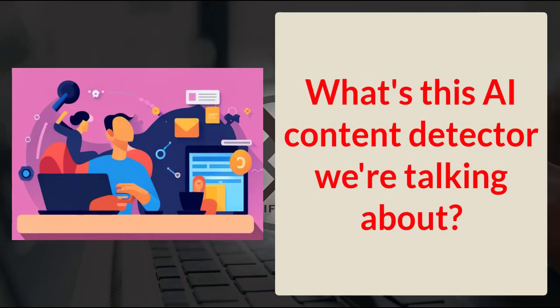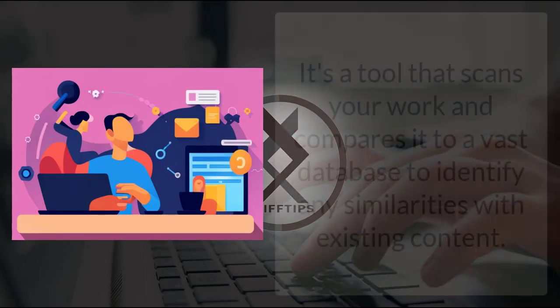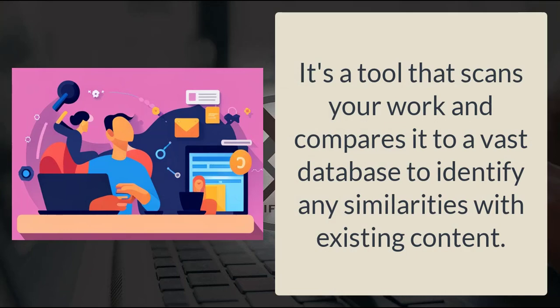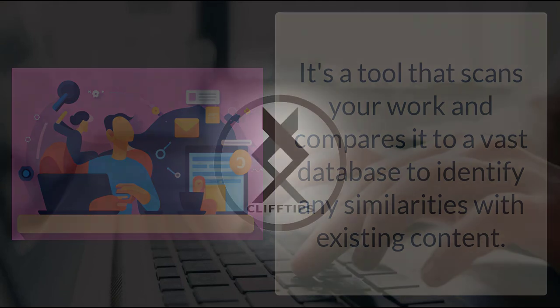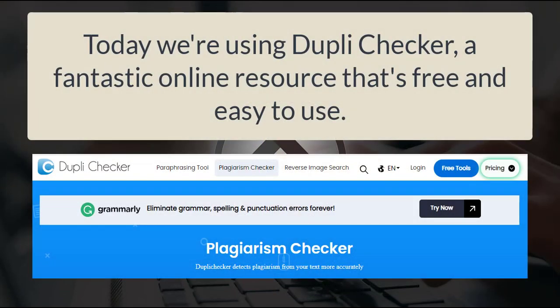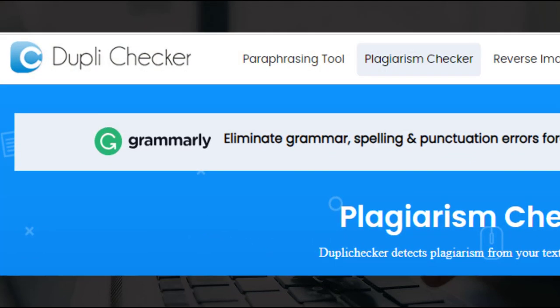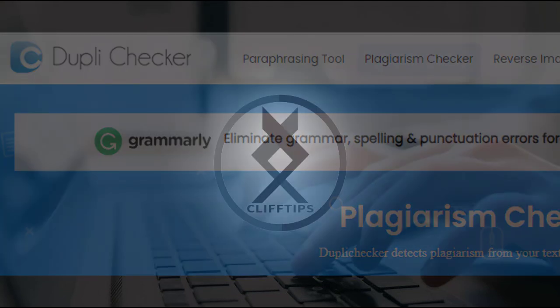What's this AI content detector we're talking about? It's a tool that scans your work and compares it to a vast database to identify any similarities with existing content. Today we're using Duplex Checker, a fantastic online resource that's free and easy to use. Let's walk through the steps together.